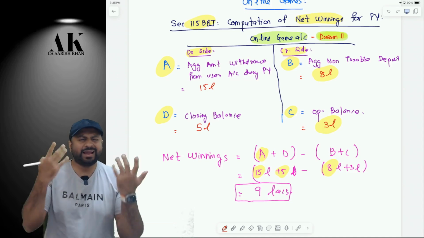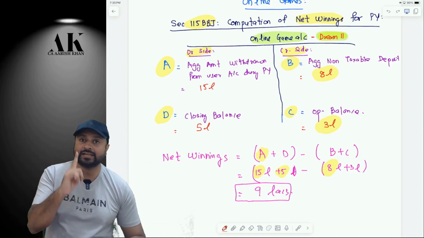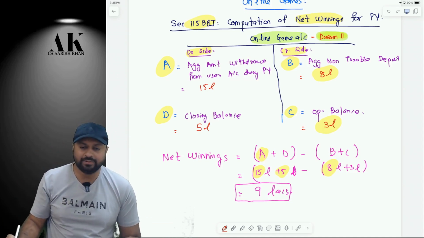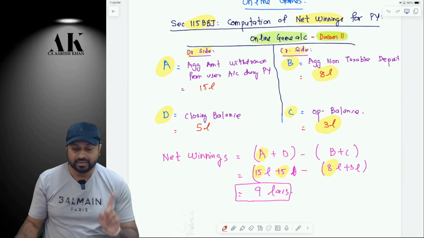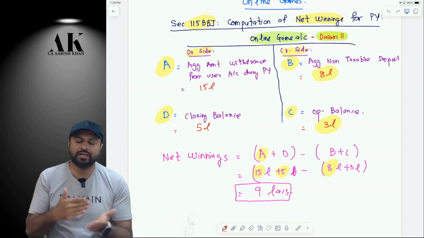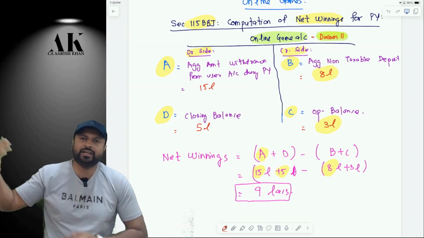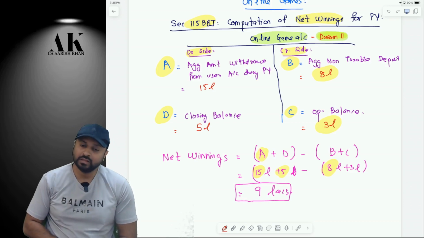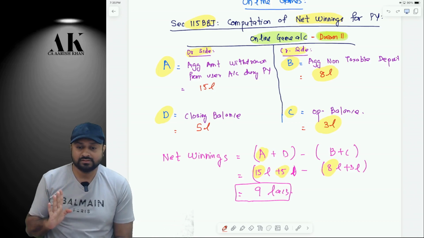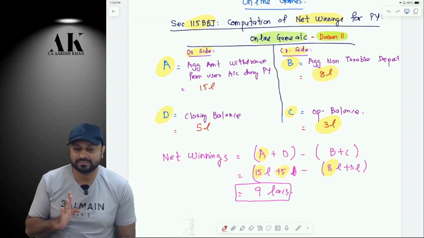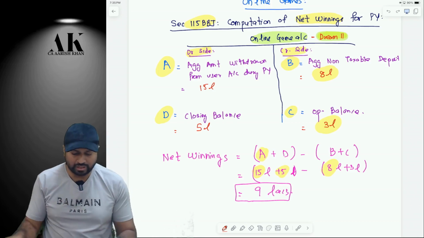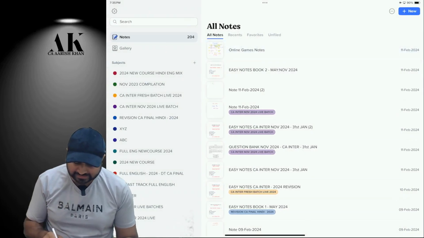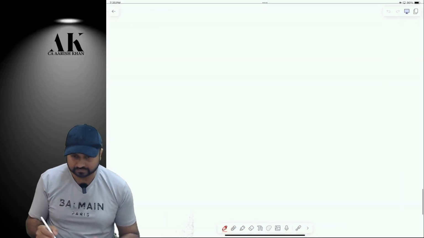Is it clear? Now, I am not much interested in the net winning. I am much interested in the TDS. I have told you at the beginning of the session, what is the timing of TDS as per the new provision now? Please tell me fast. At the time of withdrawal first, and then closing balance. So now the entire provision of TDS is segregated into three parts.